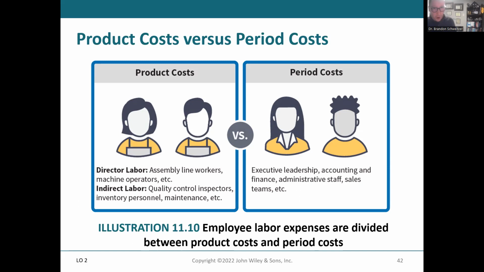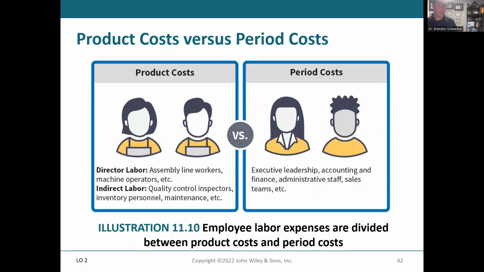Two types of costs, as you know. There are period costs and product costs. Product costs are direct labor and indirect labor. Direct materials, direct labor, factory overhead, those are product costs.